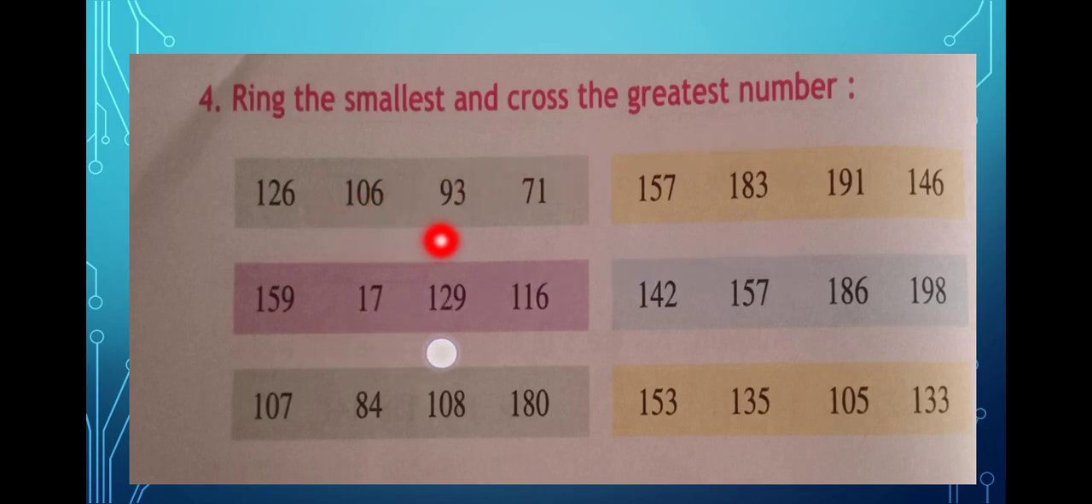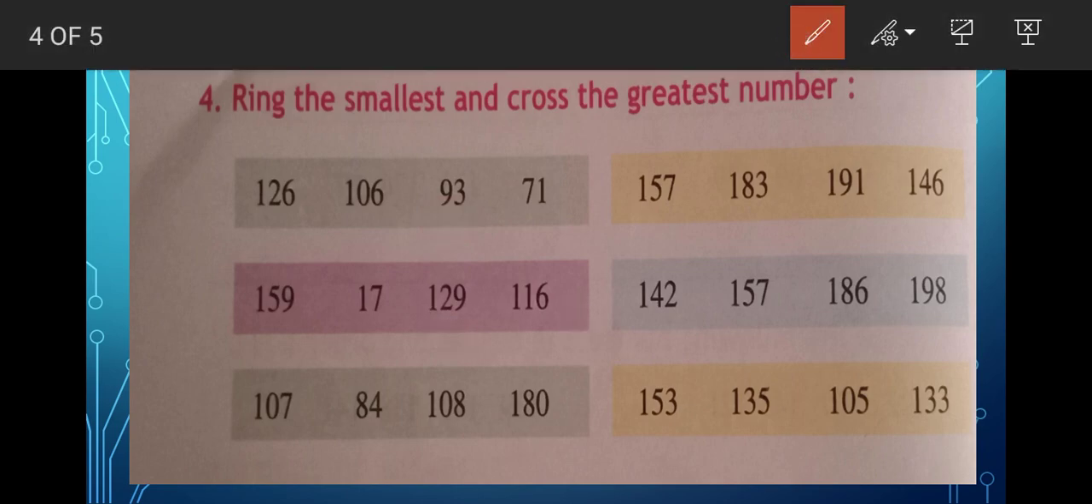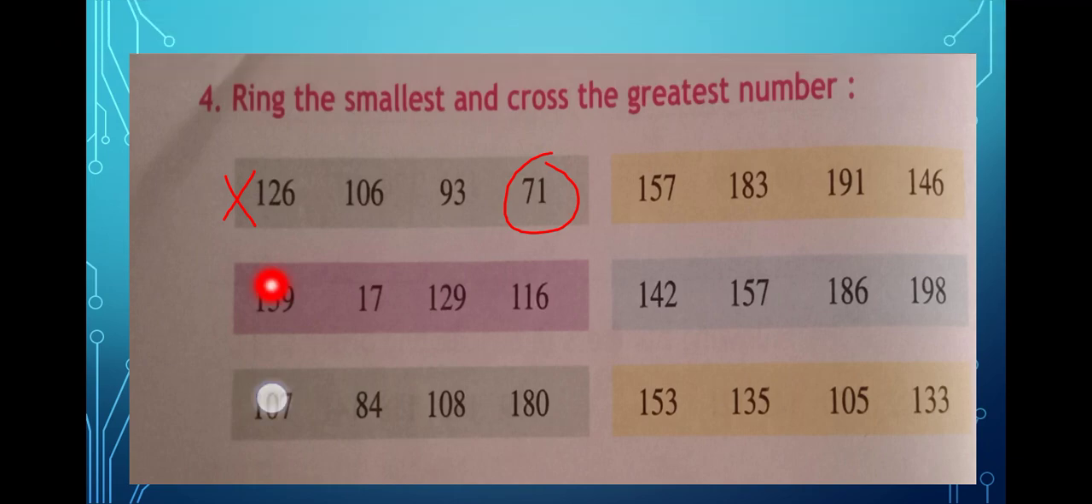So children, which is the smallest number? All these are having 3 digits. These 2 are having 2 digits. That means 71 and 93. That means 71 is smaller than 93, isn't it? So what you have to do? Ring the smallest and cross the greatest. Now find out which is the greatest number. The greatest number is 126.